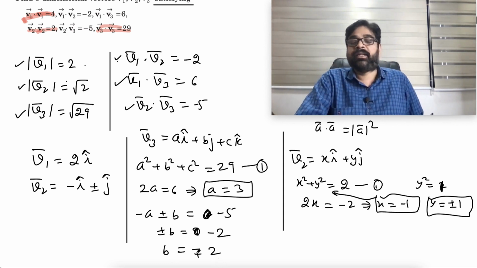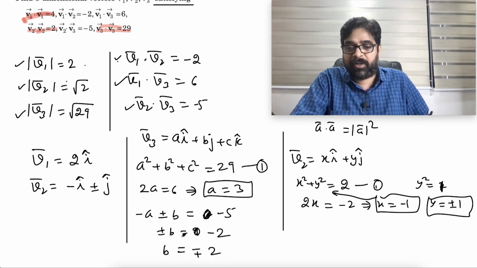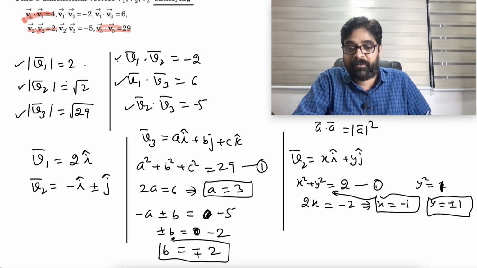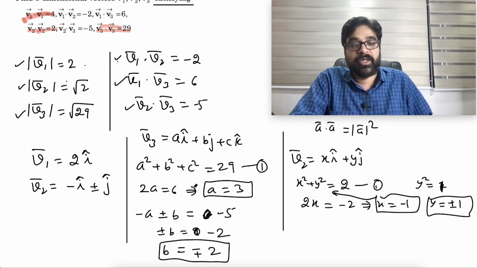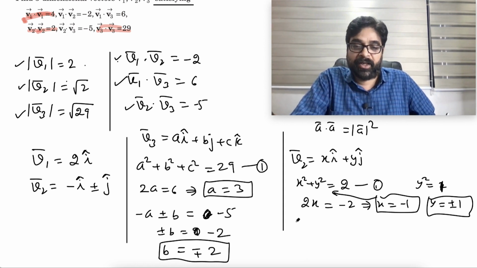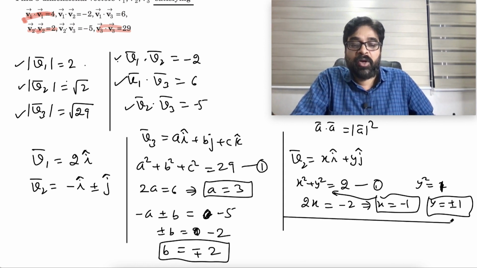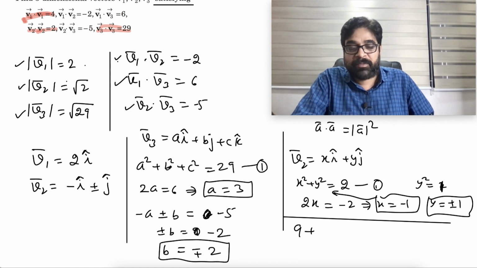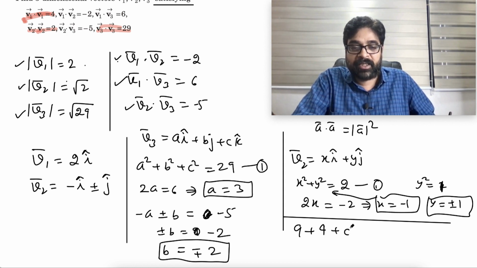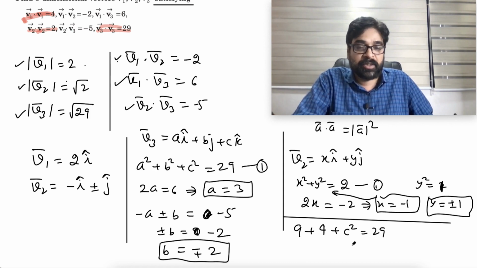Have you understood? Doesn't matter, plus minus also you can write it, because we have to write all possible vectors. b also I got. Now c is left. I hope you understood. See how I will get it. I will put it here. If I put a equal to 3 here, it means 9 plus minus 2 whole square, 4, plus c square equal to 29. This will become 13, so c square is 16. So c equal to plus minus 4.